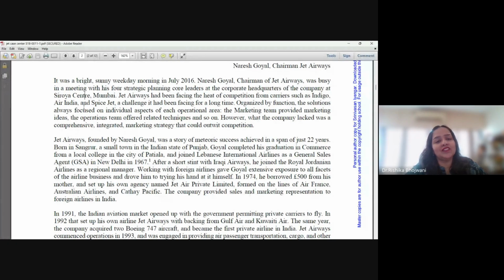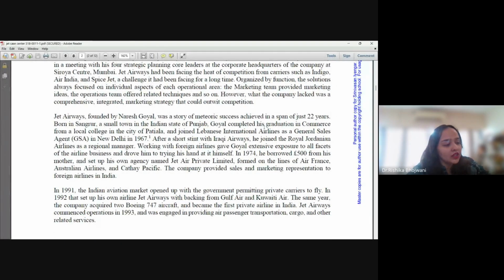Whatever domain you are from, make sure you have this kind of narrative. So it was a bright sunny weekday, and Naresh Goyal was busy in his meeting, and that's how the story starts. And Jet Airways facing the heat of competition. Now I'm getting a glimpse of this case. Something is going wrong, right? From the start. That should be your start.